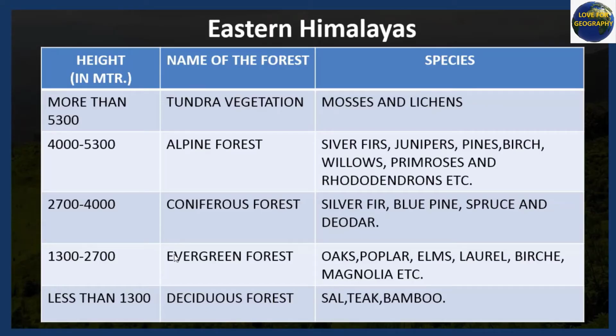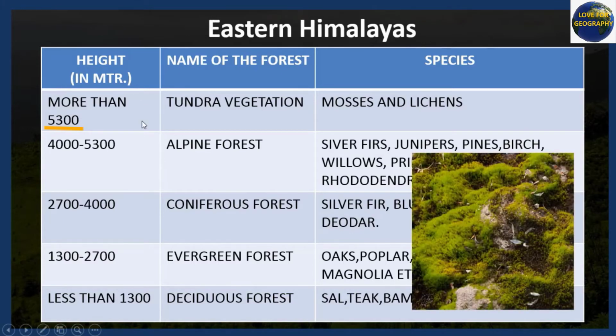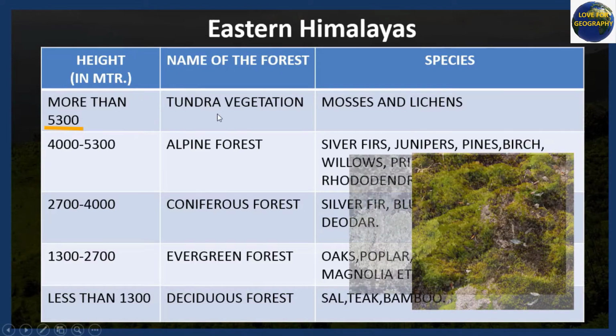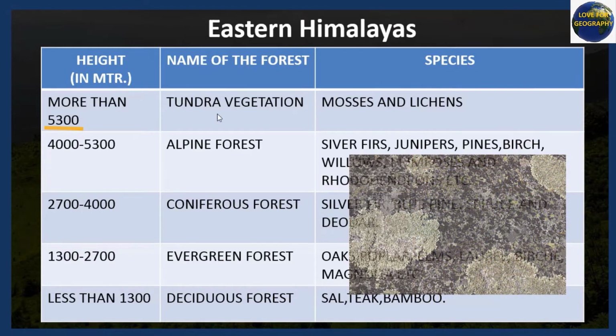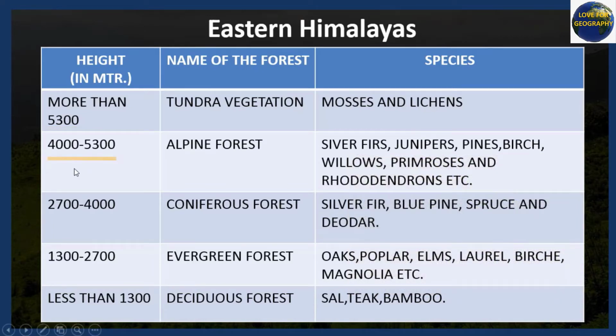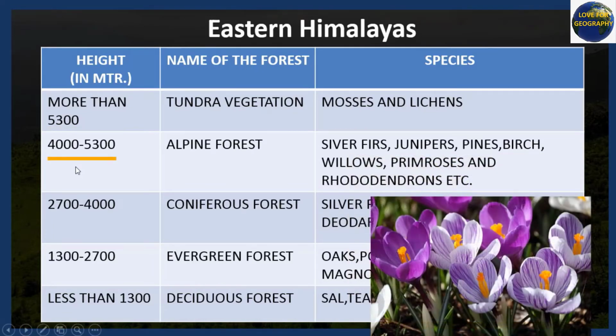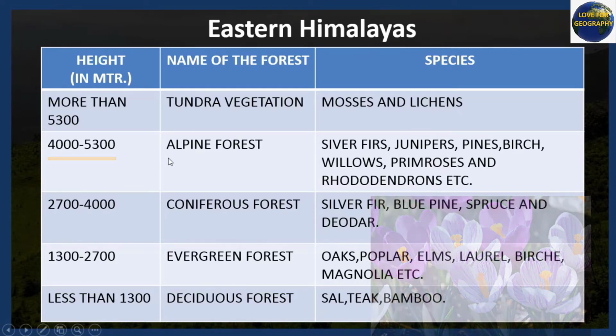Now I am going to discuss the Eastern Himalayas. Here we will move from higher altitude to lower altitude. Here you can see where the height is more than 5,300 meters, there you can see the presence of tundra vegetation. After that, from 4,000 to 5,300 meters height, there you can see, yes, alpine forest.